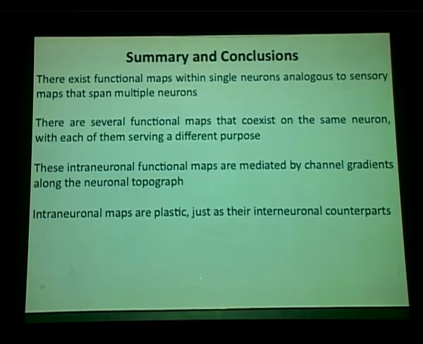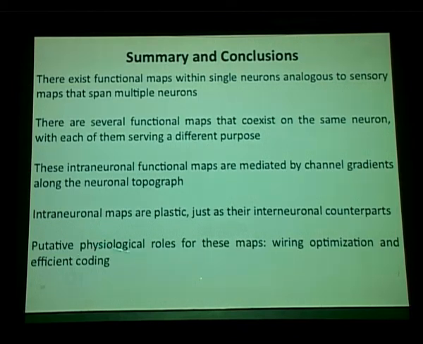So there is enough and more example over there. Putative physiological roles for these maps are wiring optimization and efficient coding, which we quote unquote stole from the sensory map literature, trying to see if we could arrive at a solution of whether it is local wiring that it is optimizing, or is it efficient coding of the input statistics that is coming at that specific location that you see over there in that specific neuron, right?